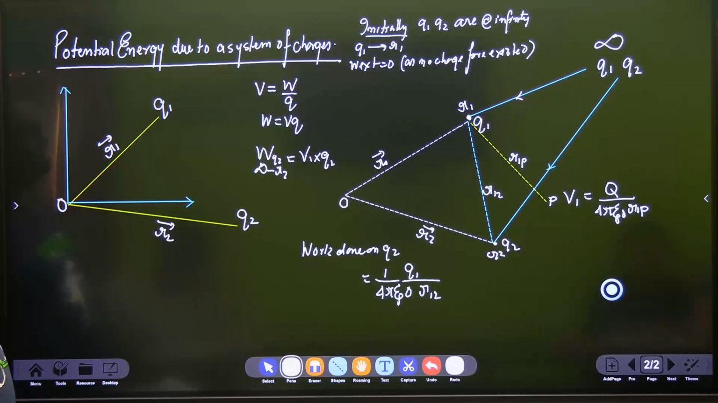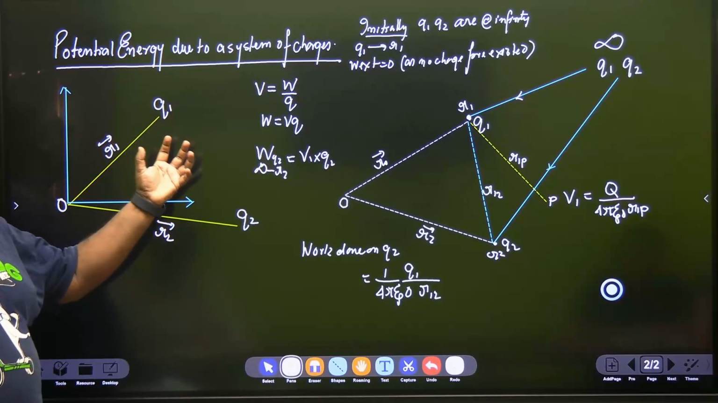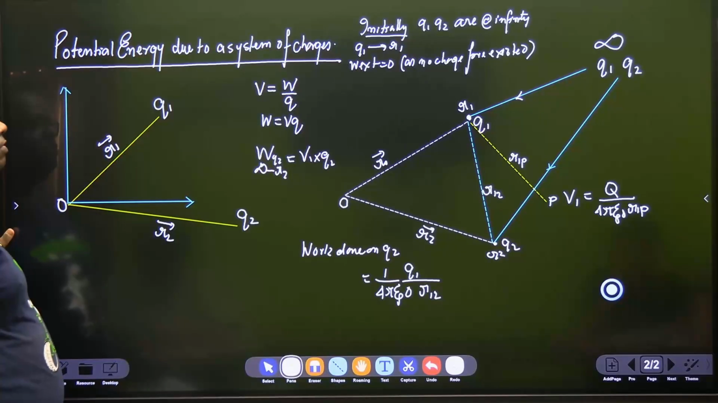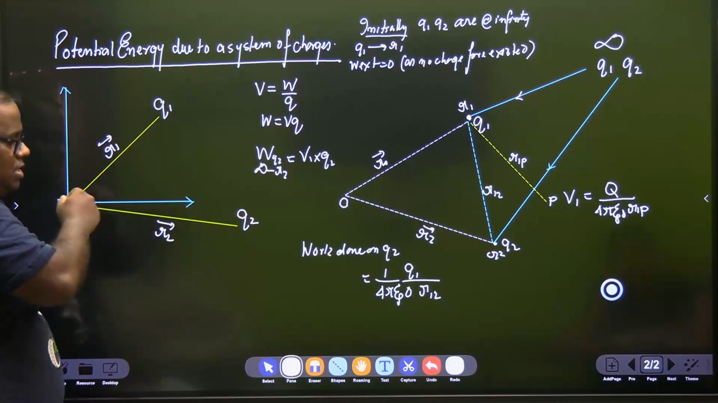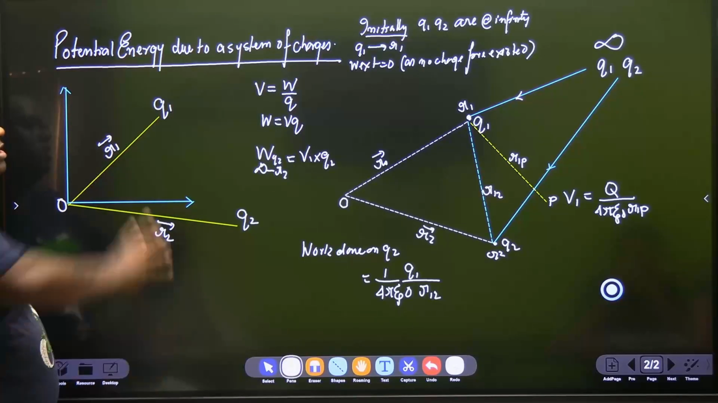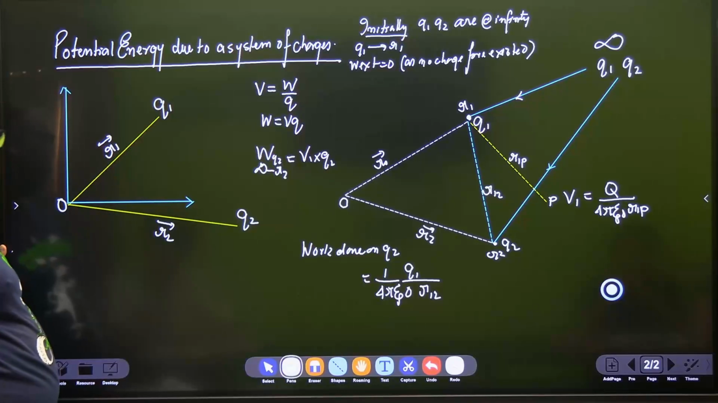Okay, so let's understand it. We are going to find out what is the potential energy due to a system of charges. That means our system will have two charges, and what is the potential energy of such a system? That is what we are going to find out. The system will look like this: there will be a charge q1 at some position vector r1, and another charge q2 at some position vector r2 with respect to an origin. What is the energy of this system? We have to find out.